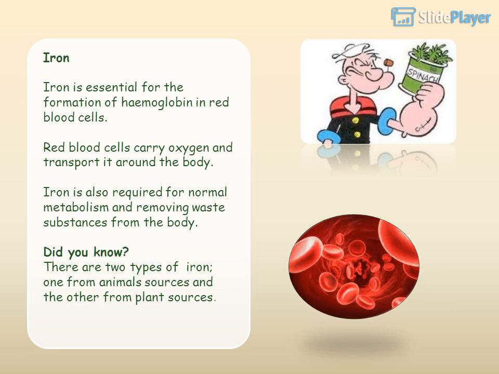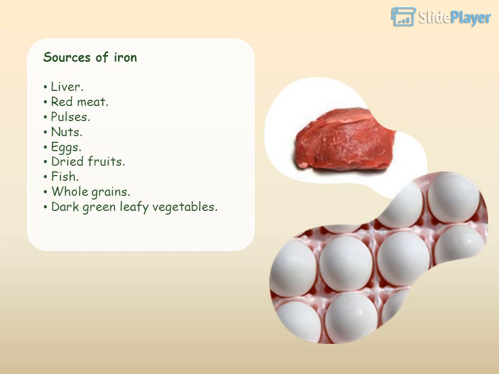Iron. Iron is essential for the formation of hemoglobin and red blood cells. Red blood cells carry oxygen and transport it around the body. Iron is also required for normal metabolism and removing waste substances from the body. Did you know? There are two types of iron, one from animal sources and the other from plant sources. Sources of iron: liver, red meat, pulses, nuts, eggs, dried fruits, fish, whole grains, dark green leafy vegetables.